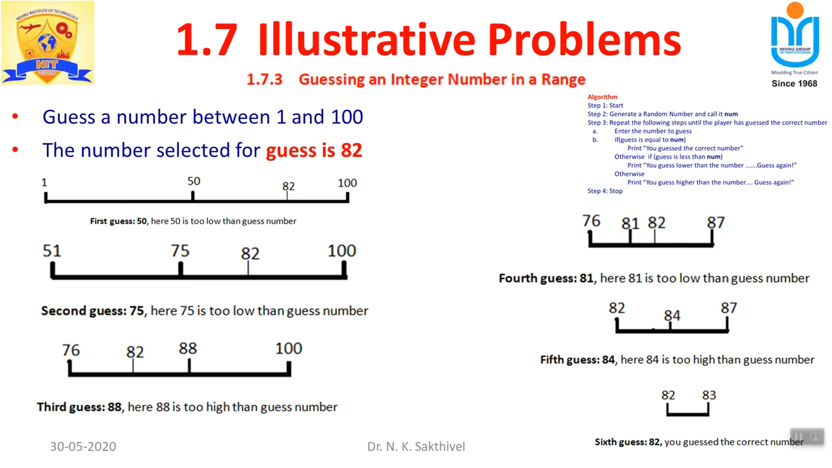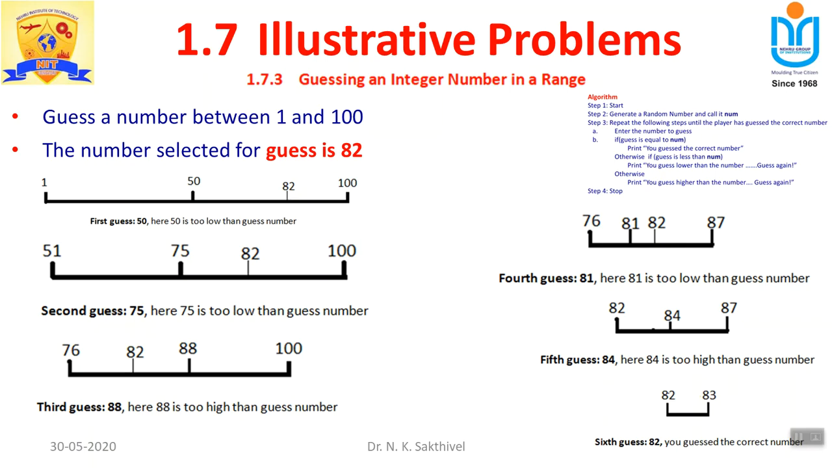So with this idea, the algorithm goes to the next iteration where it finds the mid number between 76 and 87. It finds the mid number, that is 81. Our system displays 81 as the guessed number most probably. Again the player informed that 81 is too low than the guessed number. So 81 is not the guessed number. So our algorithm predicted that the guessed number is between 82 and 87, because our algorithm does not know 82 was the guessed one. So 82 and 87.